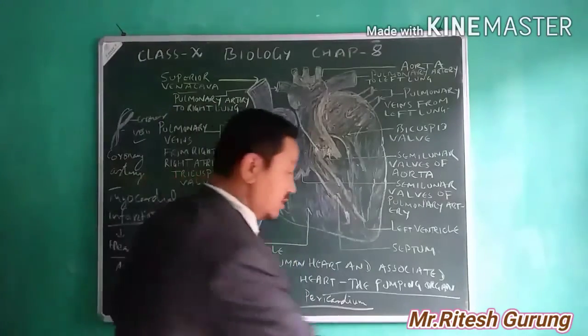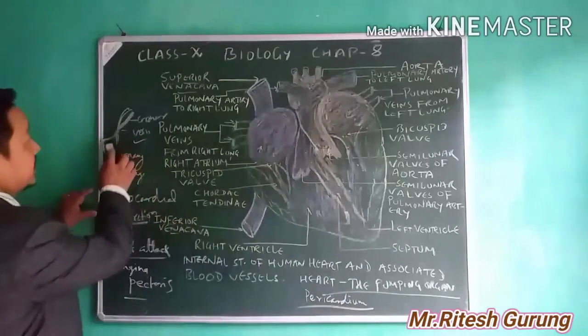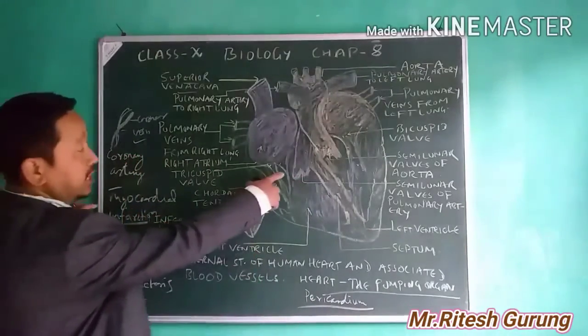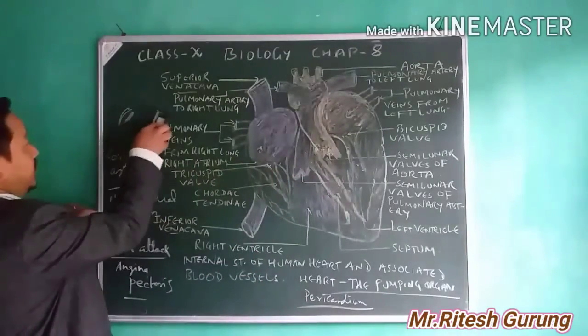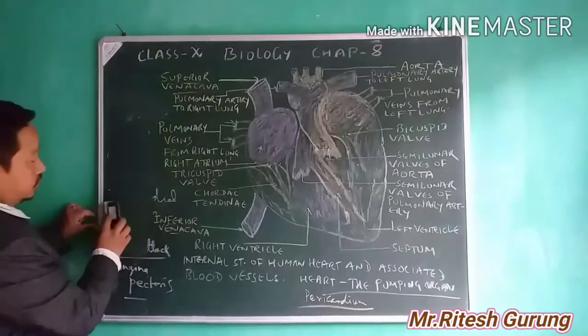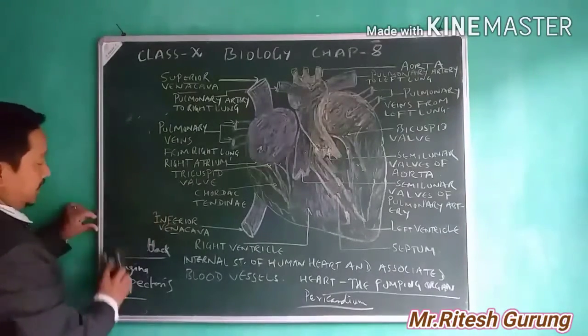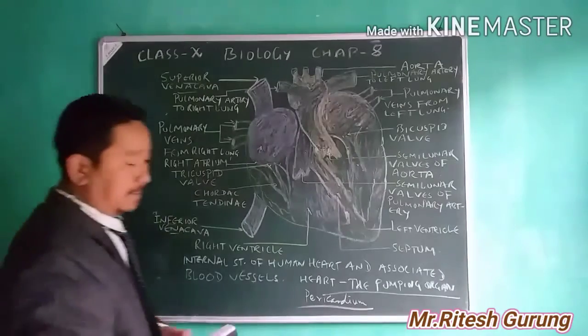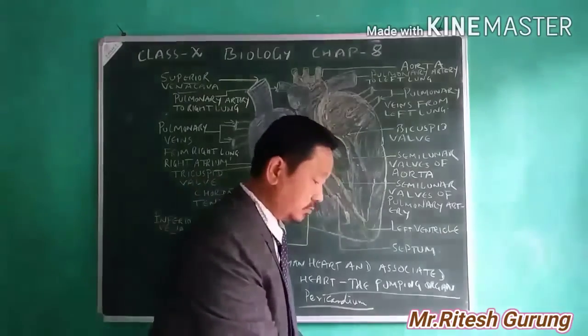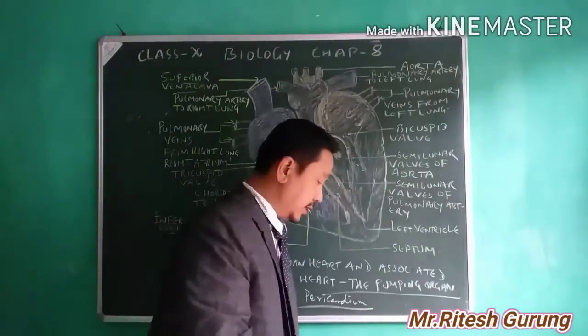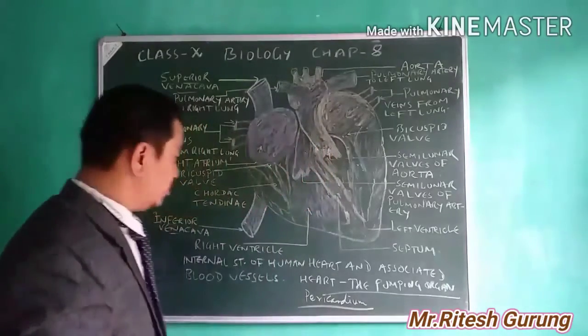So that's all about your coronary veins, which are also shown in the diagram in the book, but I could not show them here. All right, then we'll see another thing, that is your valves. We'll see valves.